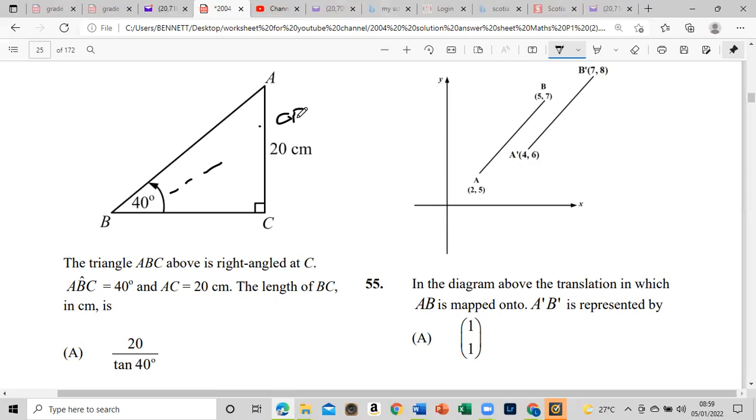So this is the opposite, this is the hypotenuse, and this is the adjacent. So we use tan, right? Opposite over adjacent. So it would be tan 40. Now I'll get the answer in a minute.